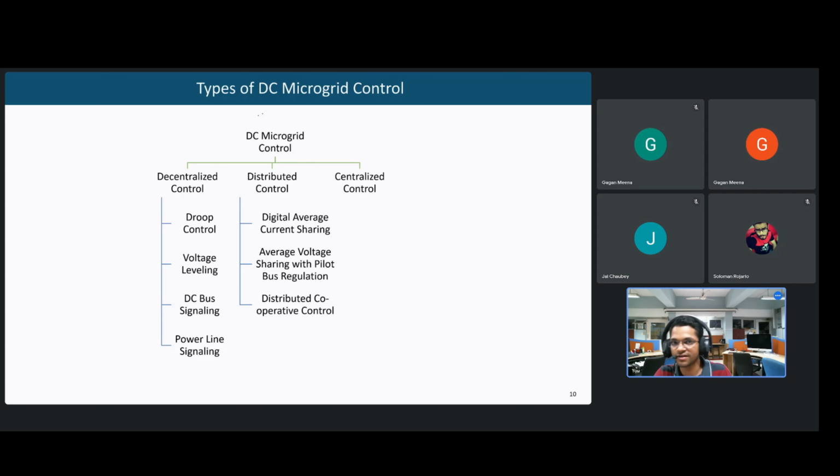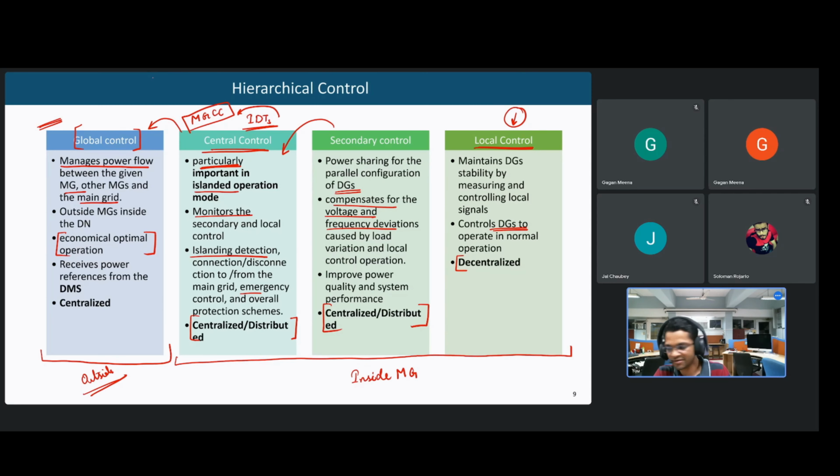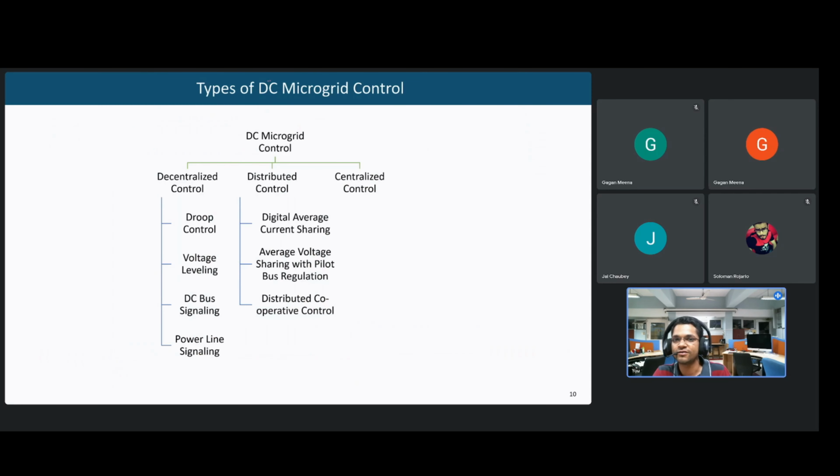So earlier we talked about AC microgrid control. Now let us move to DC microgrid control. Here also we have these three types: decentralized, distributed, and centralized. Just as in AC we had droop control, here also we have droop control, but it is slightly modified because in DC we don't have the frequency component. So the conventional droop characteristics are modified here.